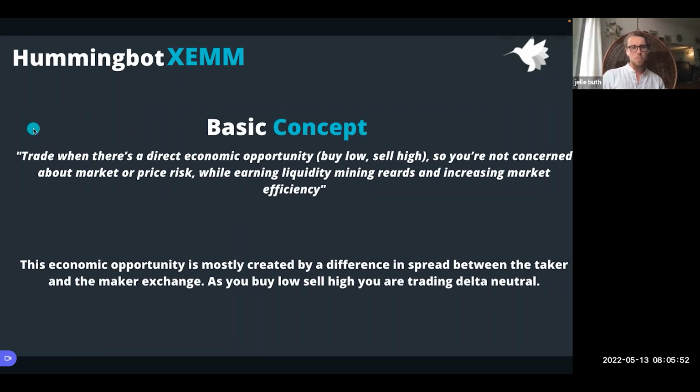So the basic concept of cross-exchange market making is to trade when there's a direct economic opportunity to buy low and sell high. So you're not concerned about market price or risk, while earning liquidity mining rewards and increasing market efficiency. This direct economic opportunity is mostly created by a difference in spread between a taker market, generally a market with a tighter spread, and a maker market, generally the market with a wider spread. As you're buying low and selling high, theoretically all the time, you're effectively trading delta neutral, which means that you're not increasing your position as the price goes up or down or the other way around.